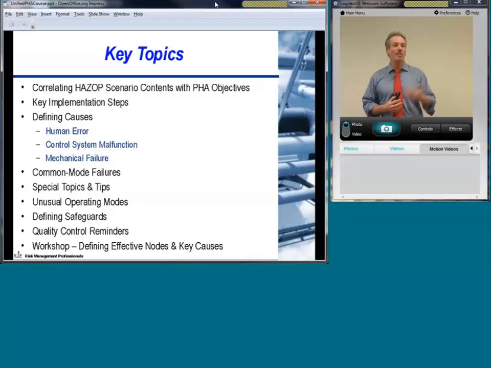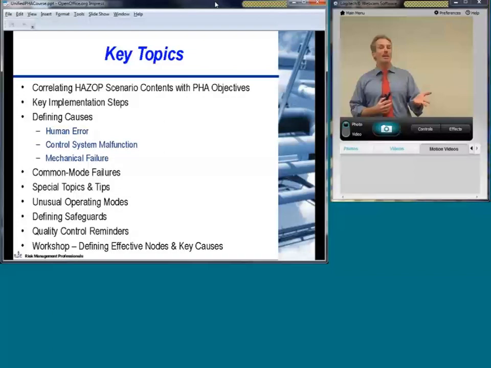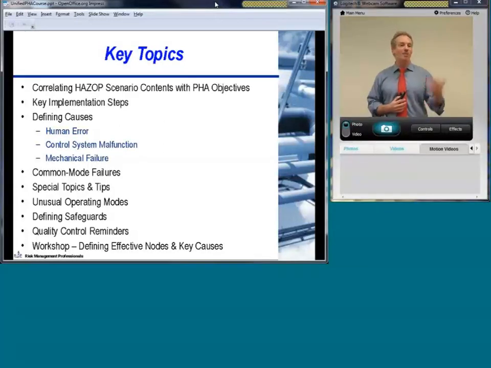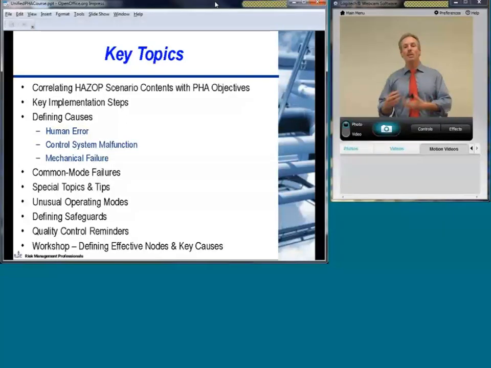Defining safeguards, also quality control. Again, the most important thing is to get a good quality HAZOP and keep the team focused. As a facilitator, you want to keep the team moving so you can uncover what you have to uncover, but not let them drift off, get distracted, lose their attention, or even leave the meeting. These are really bad if it drags on too much. So you've really got to keep things focused. Then, of course, we're going to do a little workshop.